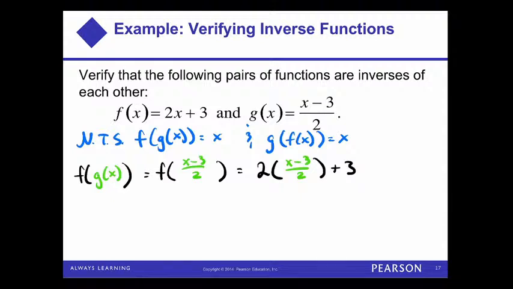We can simplify at least. Okay, so let's see. I think this 2 is canceled by that one, and then minus 3 plus 3 cancel, and this leaves us with our desired x. So that one checks out.